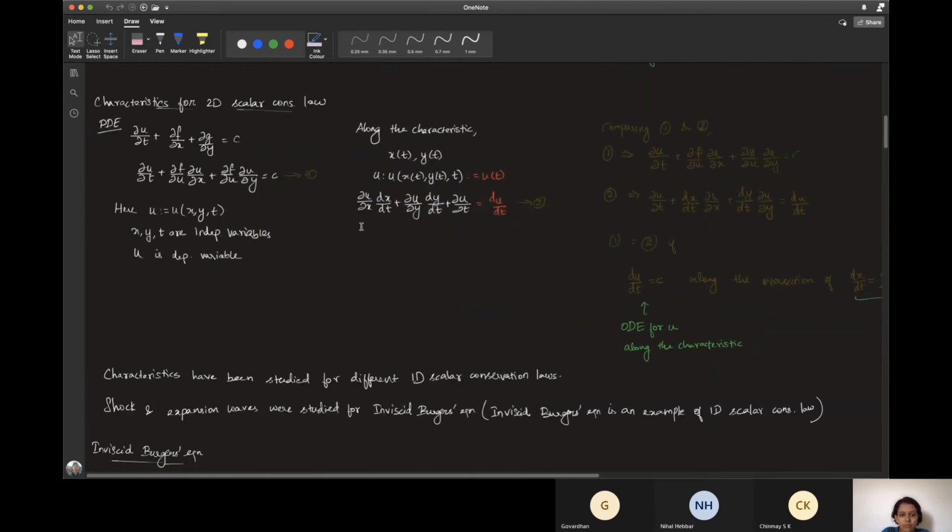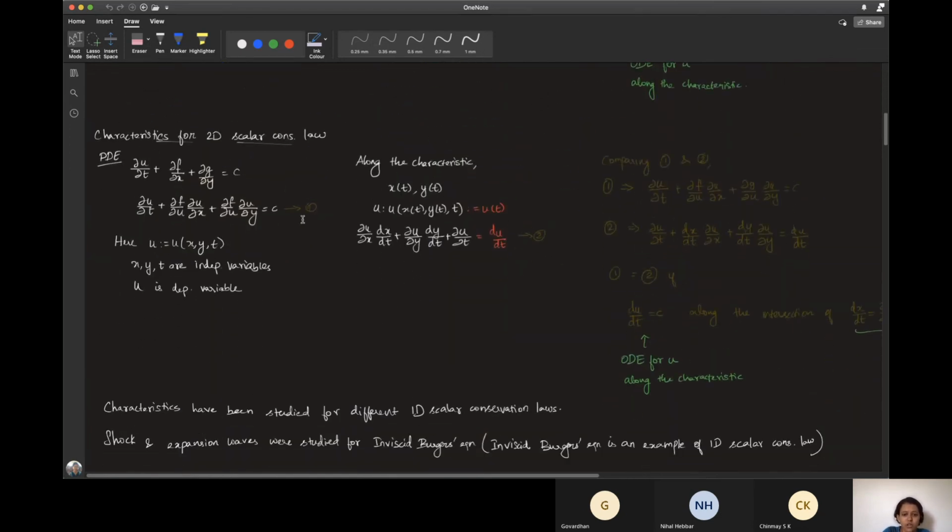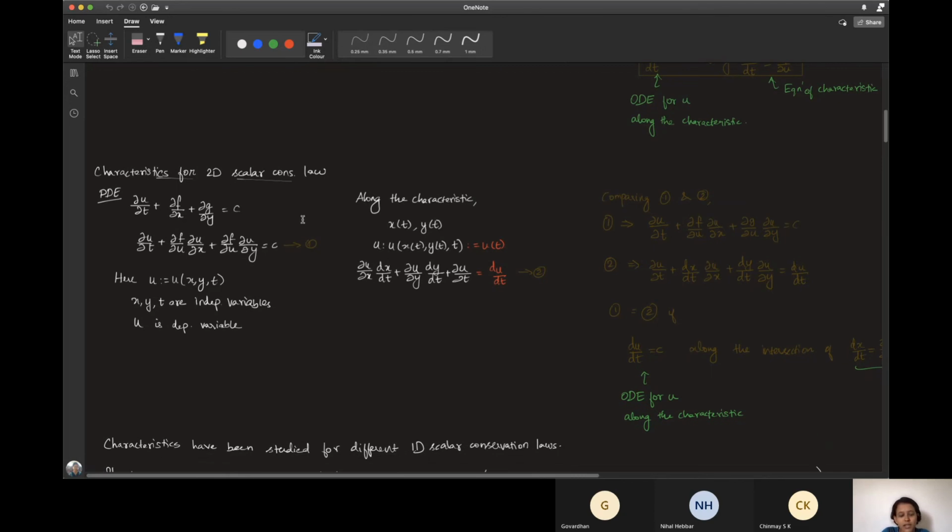We have not seen this before, but this is just some extension of 1D scalar conservation laws. There's nothing extra in this. So here, this is your PDE: dou u by dou t plus dou f by dou x plus dou g by dou y equals some constant. Like I have written some source term here. It need not be constant also. It's just some source term. It can also be a function of x and y and t. So I have just written it as C. And here again, dou f by dou x can be written as dou f by dou u into dou u by dou x. The same goes with dou g by dou u.